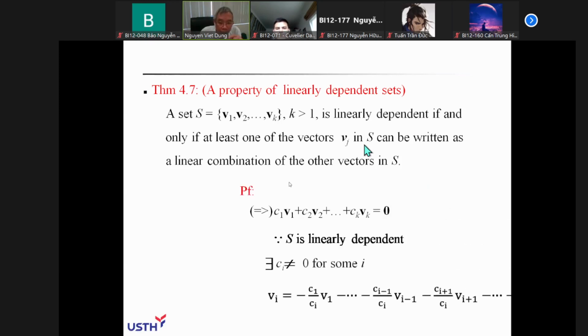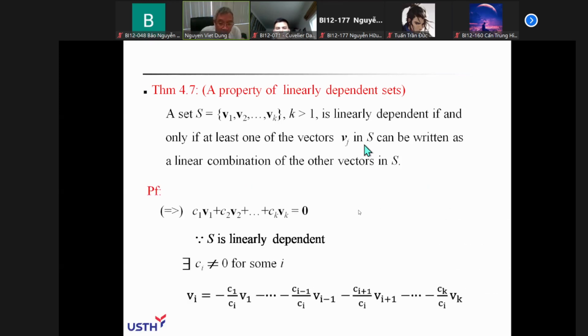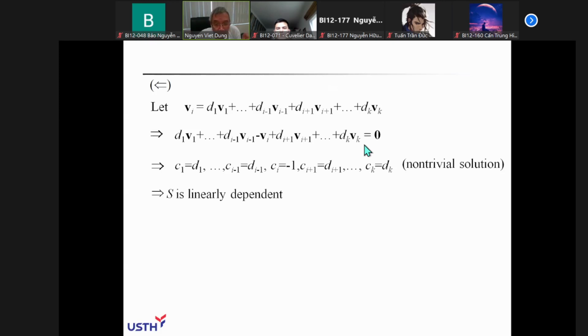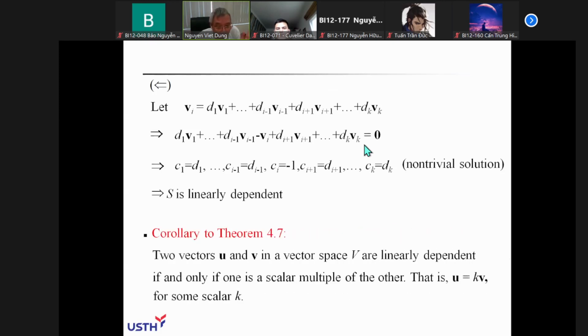And it is a proof in the slide I uploaded on the Moodle, and you can read it by yourself. What I want to tell you is a corollary, hệ quả của nó. The corollary of that is the case when we consider the set consisting of only two vectors u and v. It will be linearly dependent if and only if one vector is a multiple of the other vector, meaning u equals k of v.